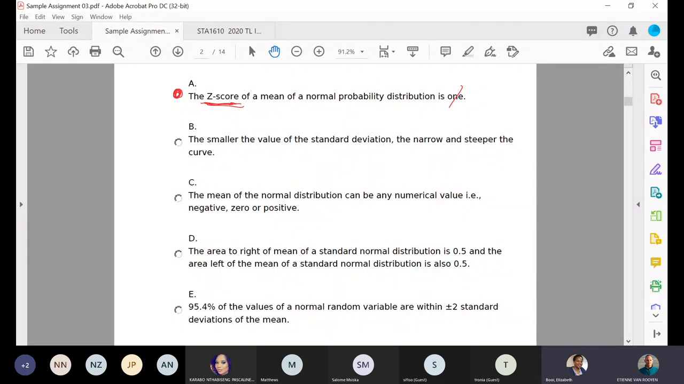Yeah. The smaller the value of a standard deviation, the narrower, the steeper the curve. Oh, that's the other thing that I didn't discuss, but that is correct, because the smaller the standard deviation, the narrower your curve will be. Let's look at this. Let's say this is where your mean is. If this is a normal distribution, we know that our standard deviation is equal to 1.